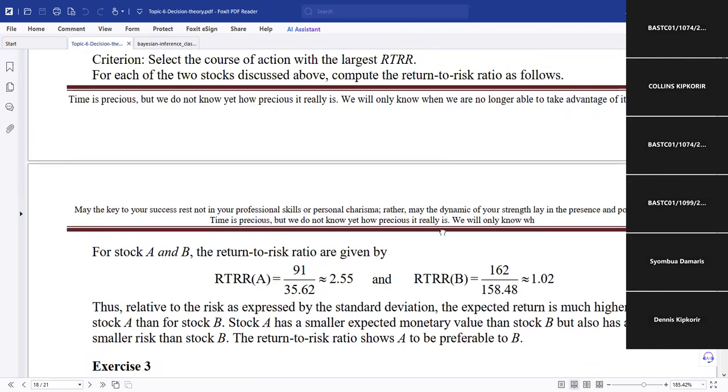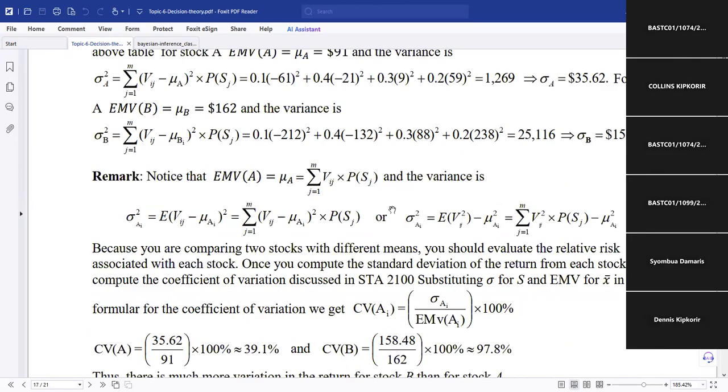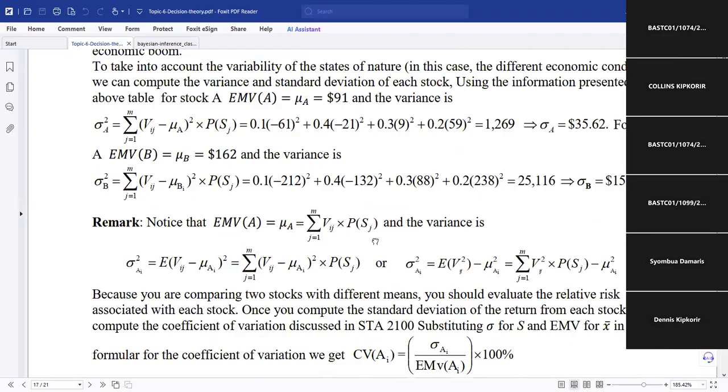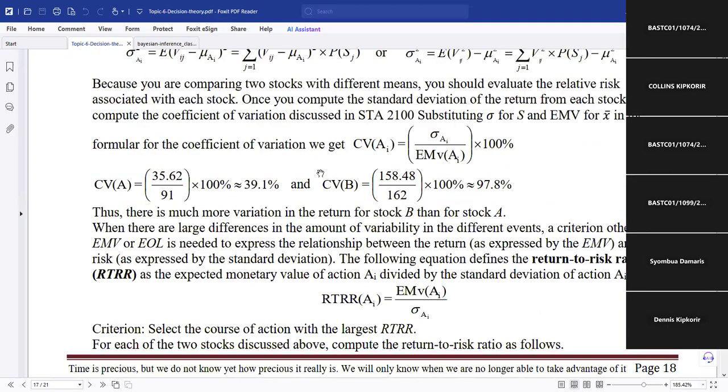So first, what we are doing is trying to establish the amount of variation that we have for each and every stock. This was enabled by first computing the standard deviation, then obtaining the coefficient of variation. So you can see from the coefficient of variation here, stock B is more varied as compared to stock A.